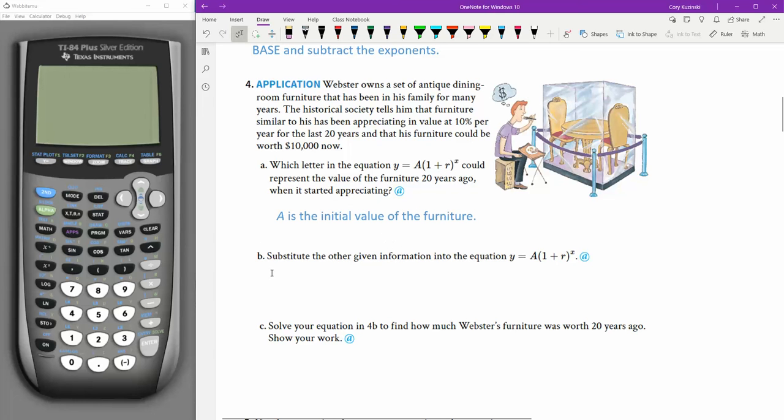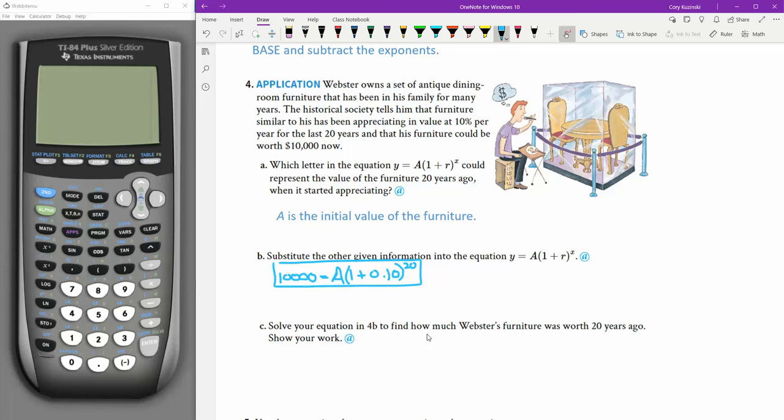Okay, so we know that it could be worth 10,000 now, so that's the current value. We're going to put that in for Y. We don't know its original value. And we know that the rate of appreciation is 10%. We'll put that in as a decimal. And that 20 years has gone by to cause it to be worth 10,000 right now. Okay, so there's our equation.